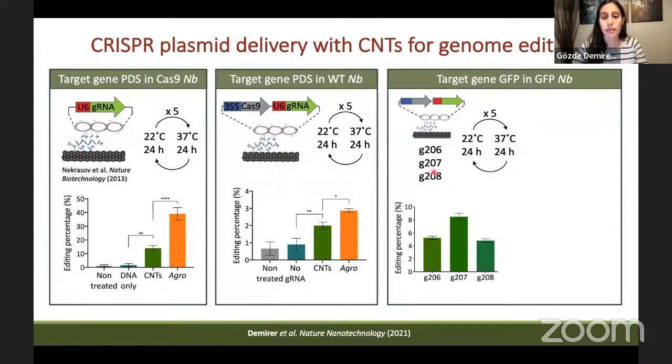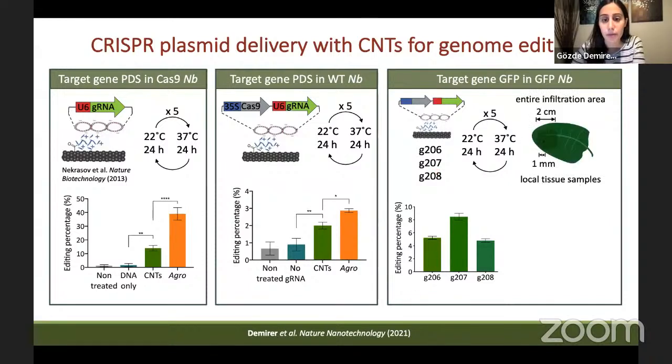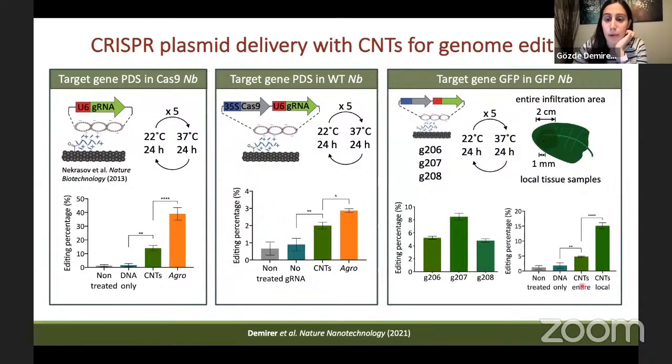What we also did here is that we knew that the carbon nanotubes are not able to travel too far from where we infiltrate them. So they stay typically local around the infiltration area. But when we collect genomic DNA from the entire leaf, that just dilutes the amount of edits we get. So this time we decided to look at the entire leaf area as well as just locally. And what we see is that if we look around the infiltration area, we have 5 times higher editing efficiencies.